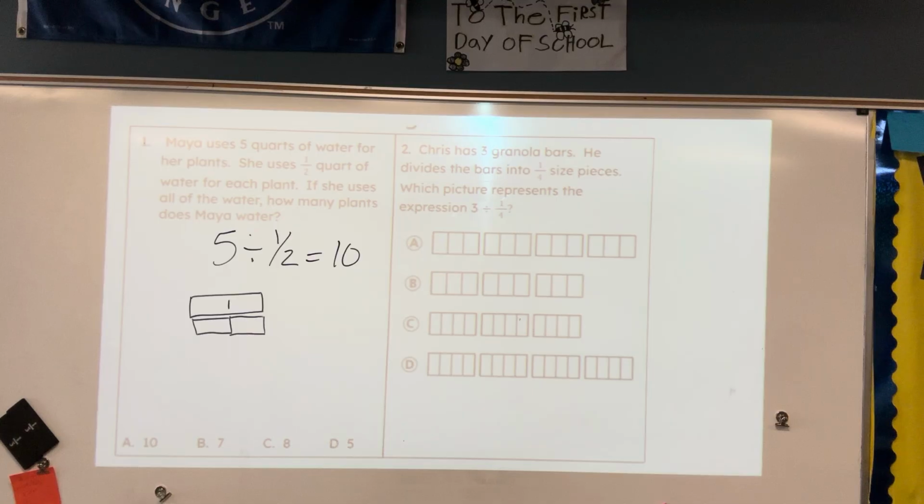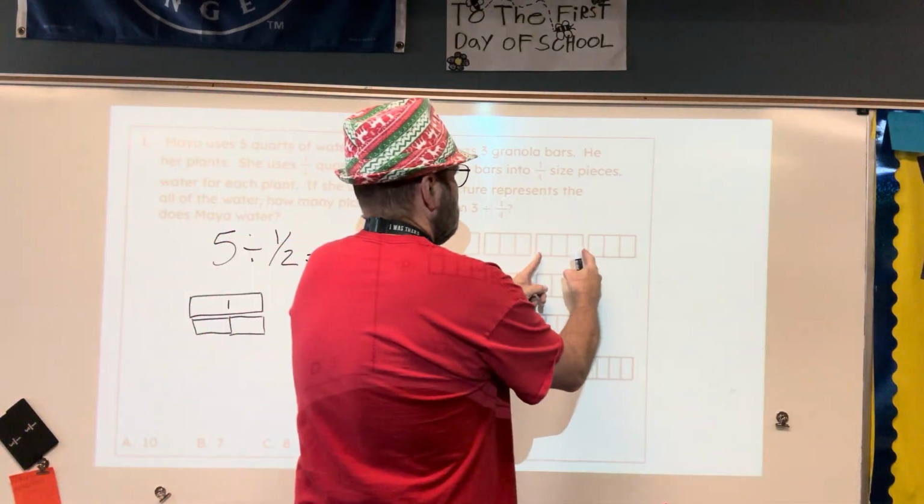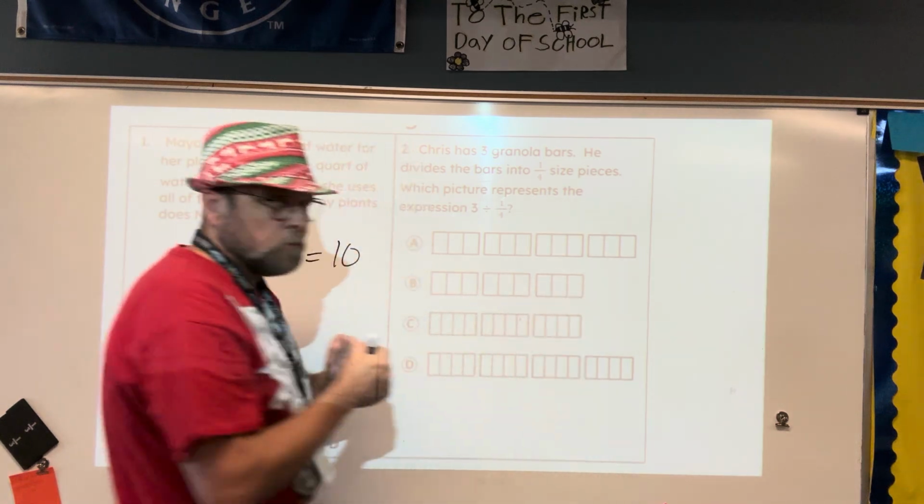Chris has 3 granola bars. He divides the bars into 1/4 size pieces. Which picture represents 3 divided by 1/4? Well, we have to have 3 holes. This one has 4 holes. This one has 3 holes.